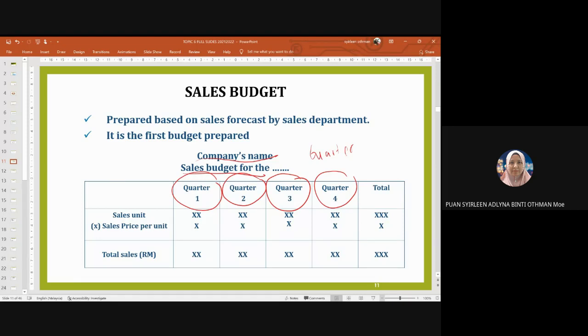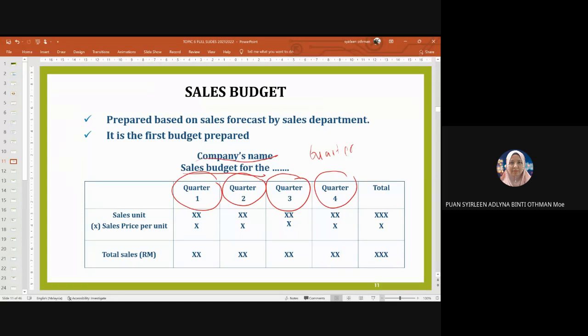Okay, so dia suruh, let's say dia kata prepare a budget for the first quarter. Dia kata for the first quarter of 2022. Bukan dia kata quarterly. For the first quarter, that means I am going to prepare for January, February and March. Kalau dia kata prepare sales budget for the second quarter of 2022, that means budget saya akan start daripada bulan April, May and June. Itu kalau dia suruh buat by quarter.